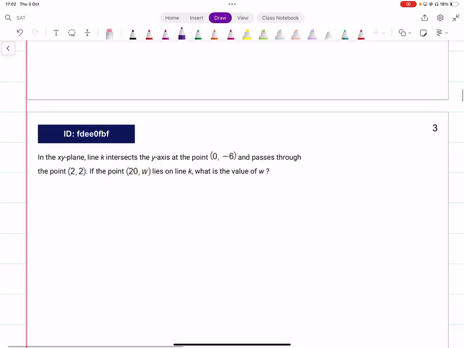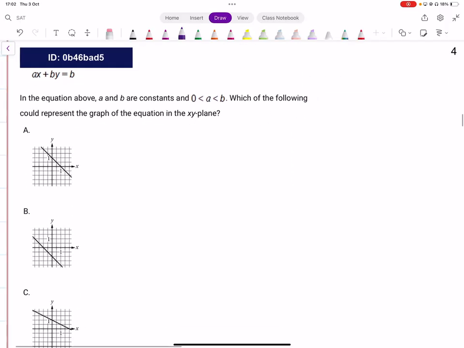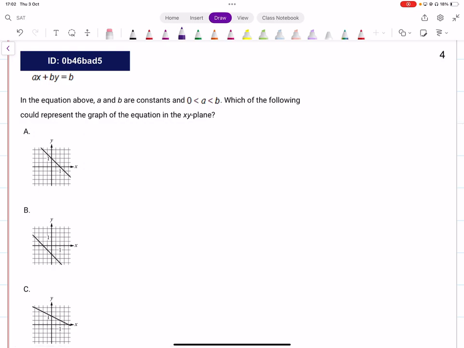All right. Next is question 4 from this. In the equation above, A and B are constants, and A is between 0 and B. Which of the following could represent the graph of the equation in the xy plane? Okay, now that looks kind of tricky. Let's convert it to standard form. That will make it easier to understand.